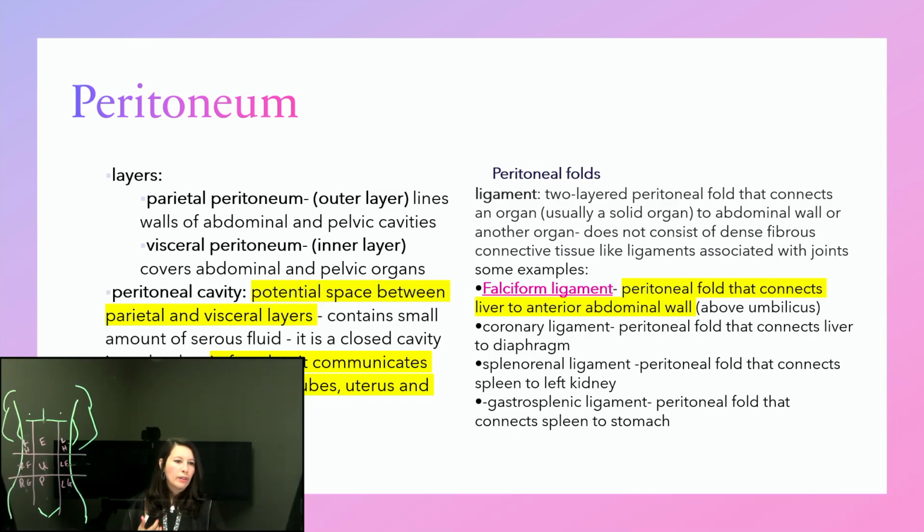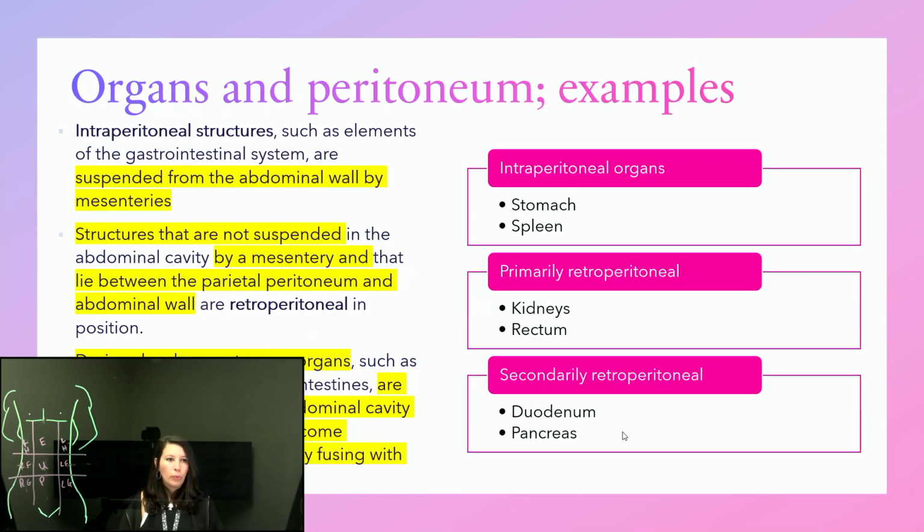We also have a coronary ligament, which is a peritoneal fold that connects your liver to the diaphragm. You have a splenorenal ligament connecting the spleen to the left kidney, and we have a gastrosplenic ligament connecting the spleen to the stomach. So those are important.